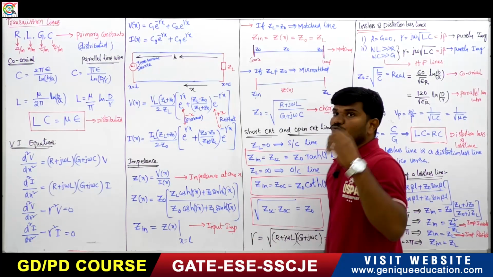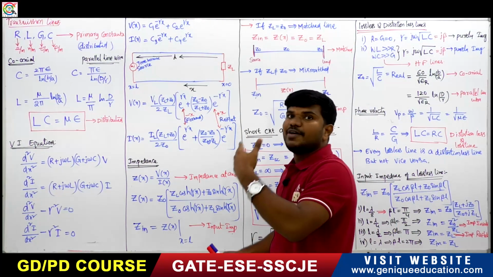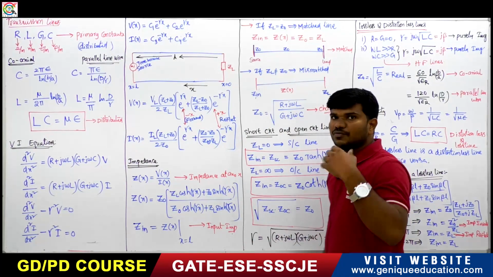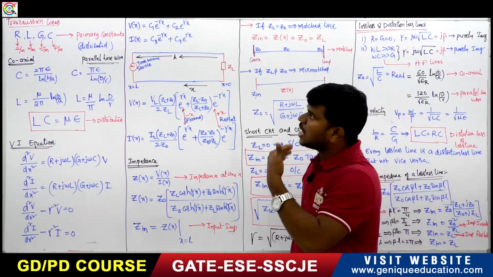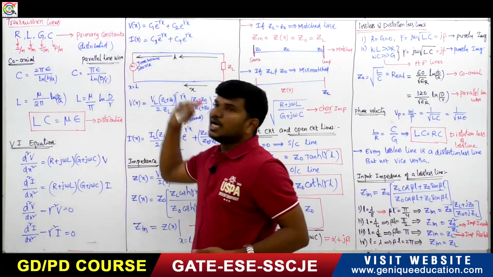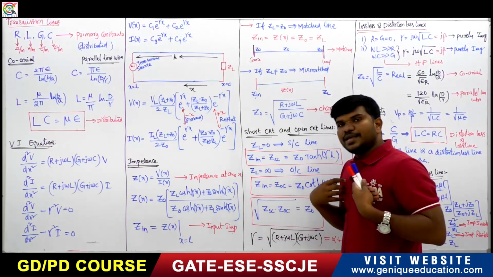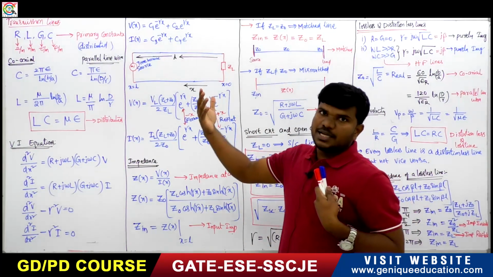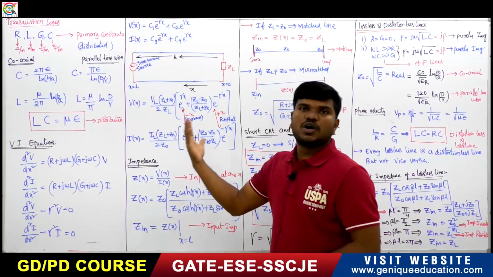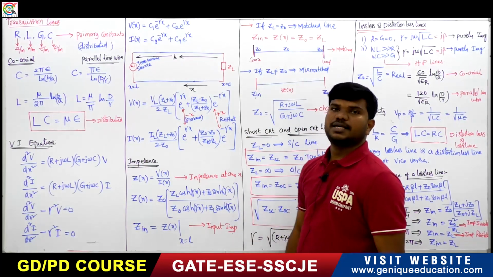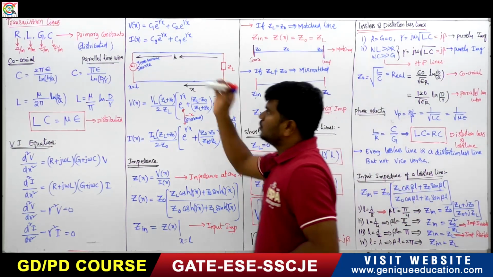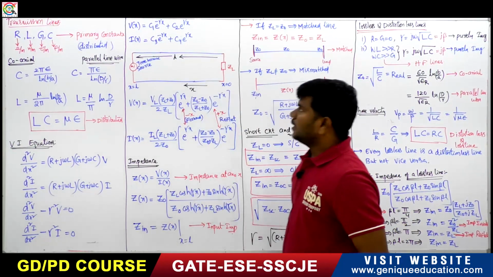So that's why we use VI waves to propagate. We transmit the VI waves in the transmission lines. We make use of the more conductivity, so to make use of the more conductivity, we use the transmission lines. Okay, so this is the thing. You should understand that.